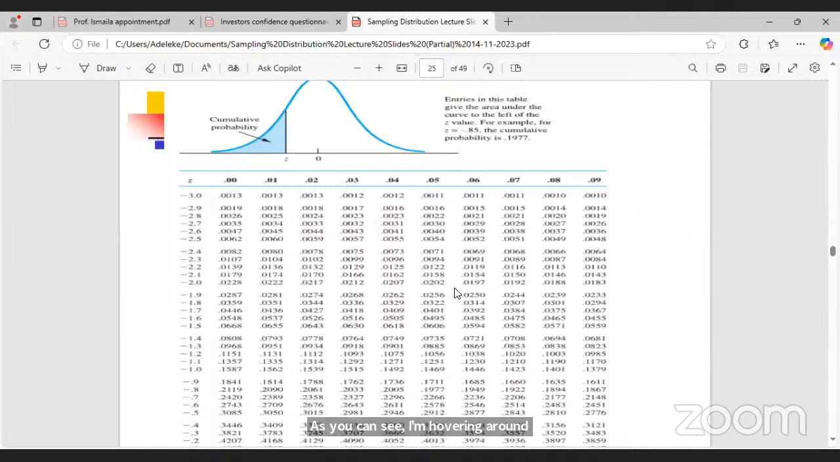So that's to say, sir, that 0.025 is a constant. No, 0.025 is the probability. Okay, you are using it to now trace back the Z that will produce that probability. Okay, sir. Thank you, sir.